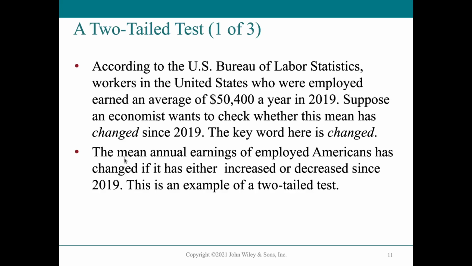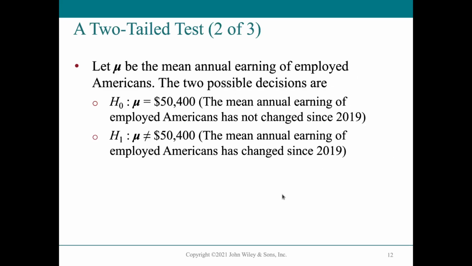So, another example here: the mean annual earnings of employed Americans has changed if it has either increased or decreased since 2019. Again, if you're checking whether it has either increased or decreased, it's a two-tailed test.